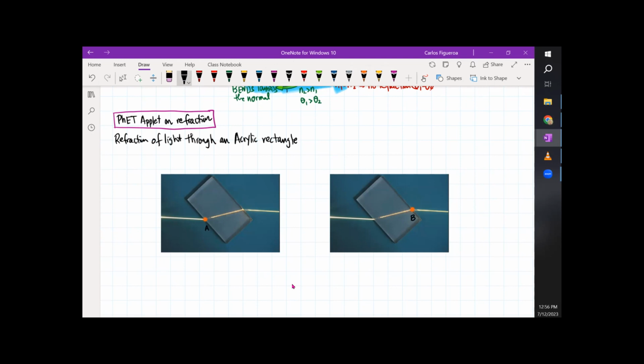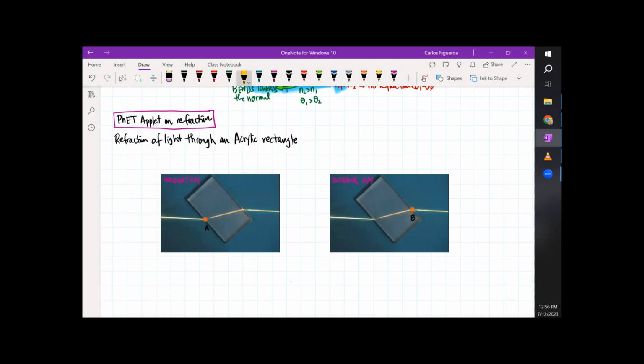So now here we go. So this here, I'm going to look at the incident, man, I need a different color. So I'm going to call this the incident ray. And this guy over here is going to be the outgoing ray. So here I go.